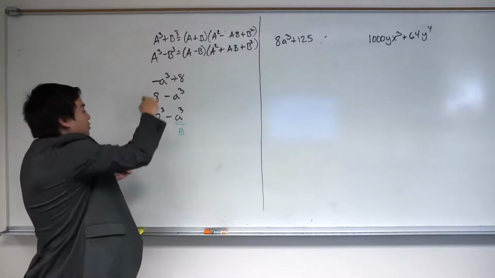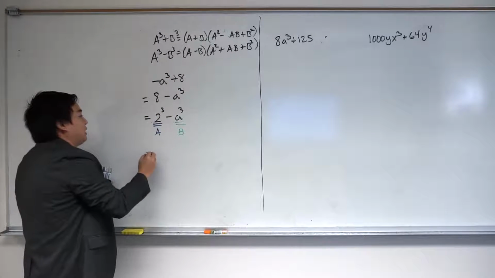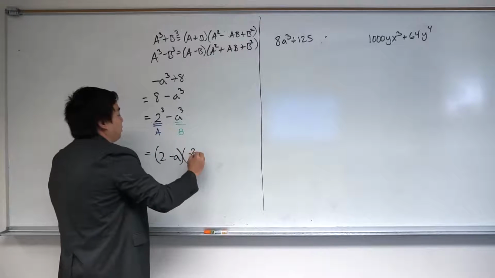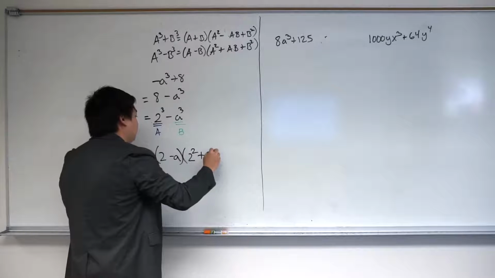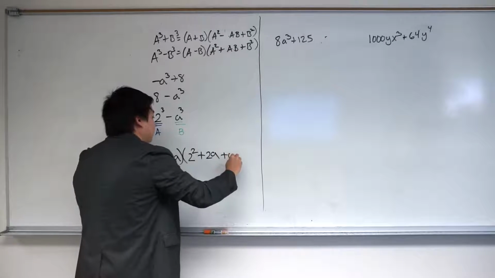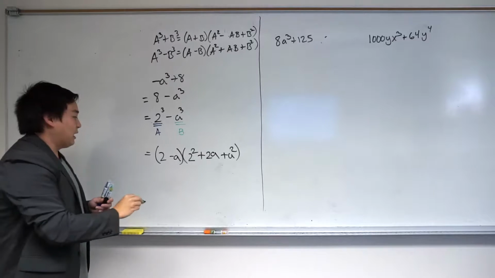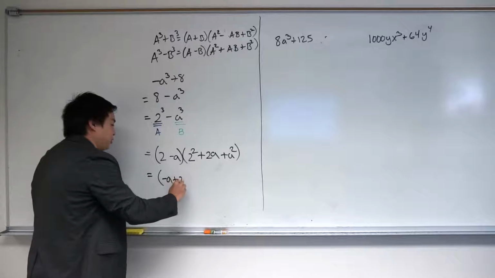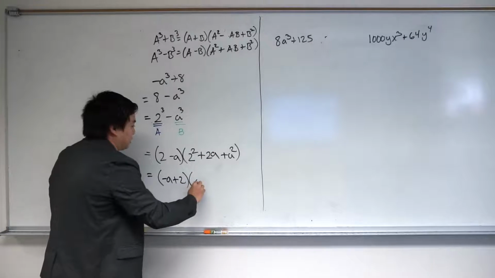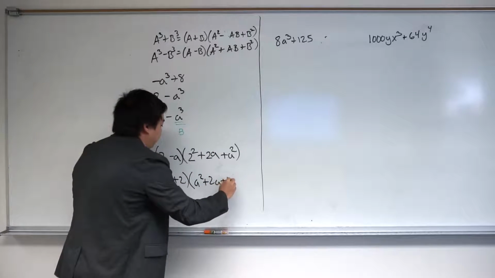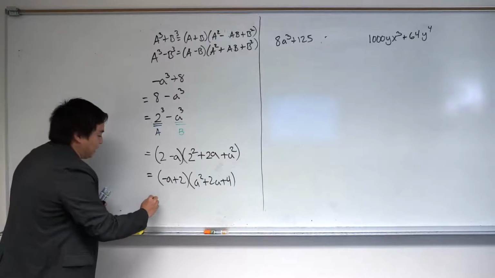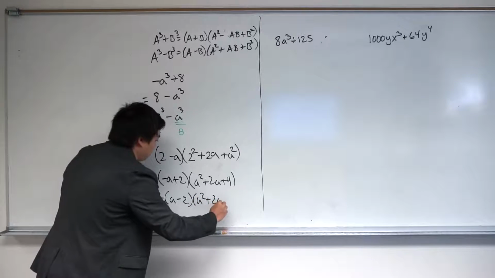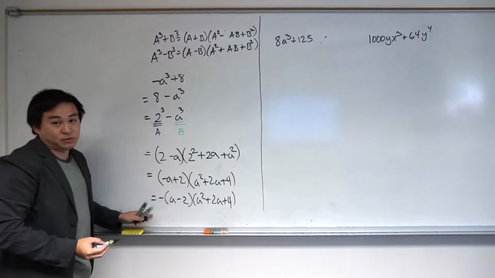When we plug into our formula, what we get is 2 minus a times 2 squared plus 2a plus a squared. Then you can rearrange it if you want as negative a plus 2, and change the order of the other one as well, as a squared plus 2a plus 4. And then if you factor out a minus 1 from here, you get the same answer that we started with.